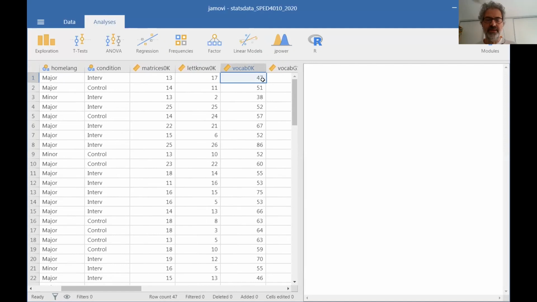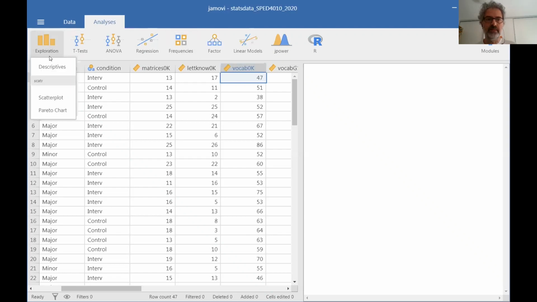Okay, is that a good thing or a bad thing? Is that a good performance or a bad performance? This 47 is essentially meaningless unless we know what kids are expected to do with this test at this age. Let us see what the other kids in our small sample did.